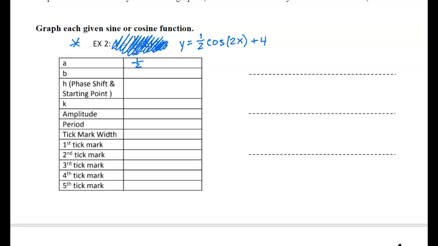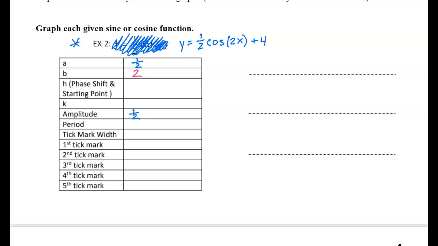value is 1/2, which means what else is a half? What does the A value determine? Our new vocab word. Yes, the amplitude. So here for amplitude, I'm going to write a half. What is our B value? Yes. Now, what does the B value affect? What new vocab word did I say?